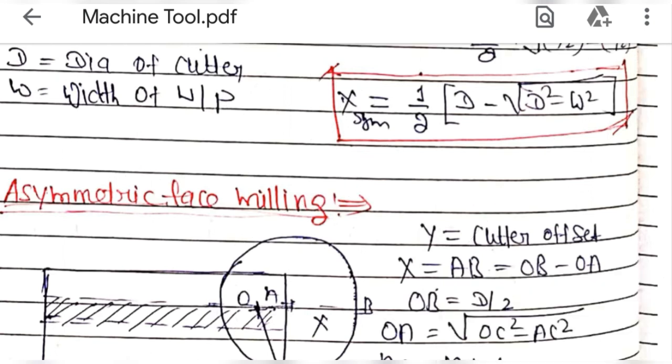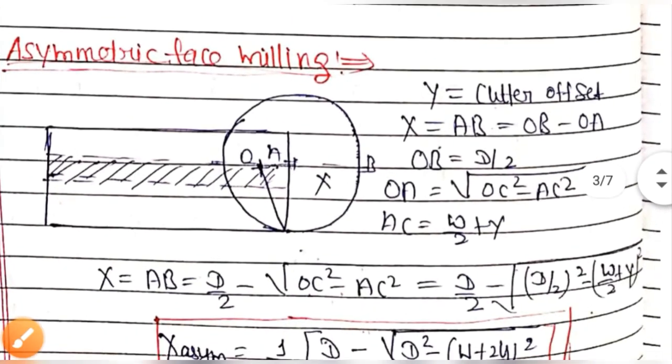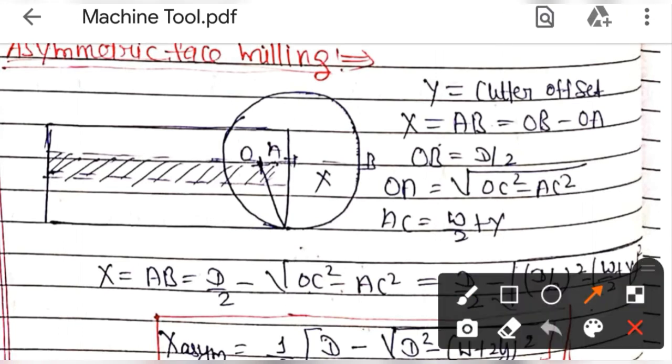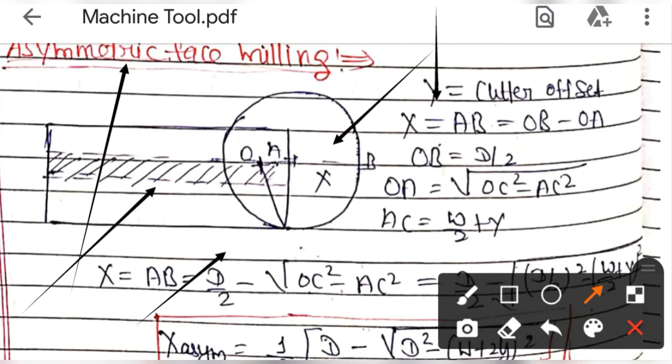Now moving on, we'll talk about asymmetric face milling. From the name itself we can say what asymmetric means. Here the center of the cutter will not exactly pass through the central axis of the workpiece. So there will be some offset between the central axis of the workpiece and the center of the cutter. That offset distance Y we need to find from the geometry. Again we need to find the X distance, meaning the cutter has to move this compulsory allowance to complete the asymmetrical face milling.